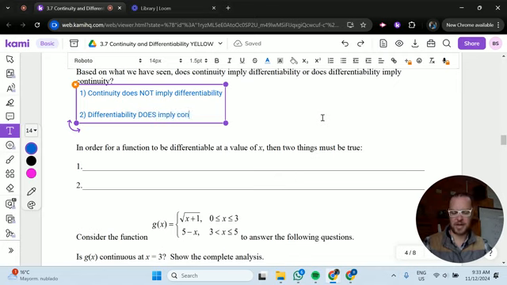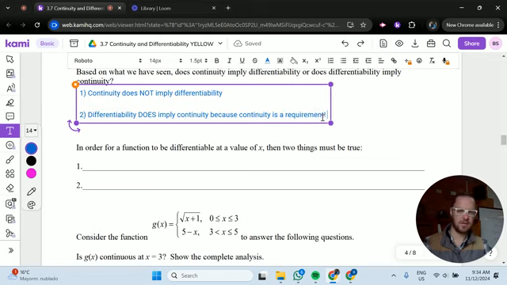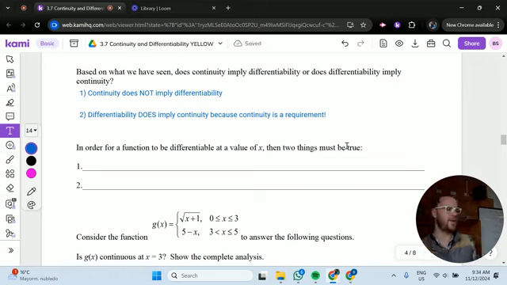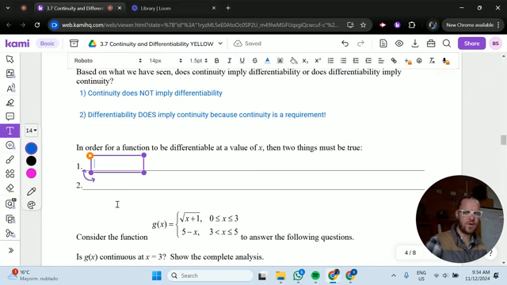Differentiability does imply continuity, because continuity is a requirement, right? In the case of differentiability, we cannot be differentiable if it is not continuous. It's not possible, period. Can't do it. So therefore, if it's not continuous, it's not going to be differentiable. Exactly. If it's not continuous, it is not differentiable. If it is differentiable, it must be continuous.